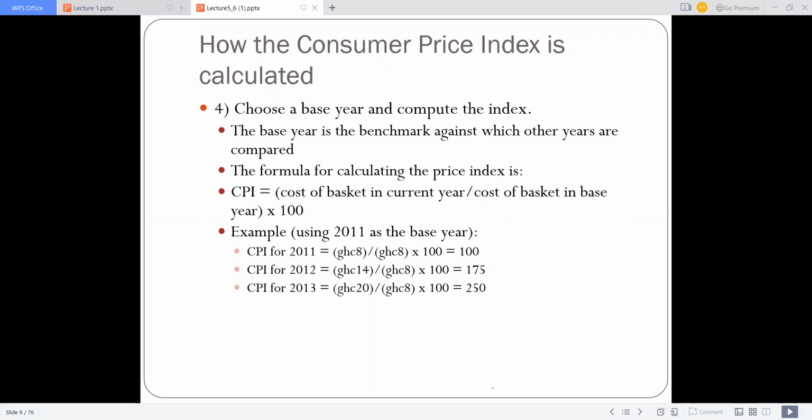So if I choose 2012 and someone chooses 2013, are you going to get the same answer? No, you're not going to get the same answer, because if you chose, let's say, 2013, like you're saying, it means that 20 Ghana cedis will become the denominator. You get it? Yes. Meaning that you're not going to get the same answer.